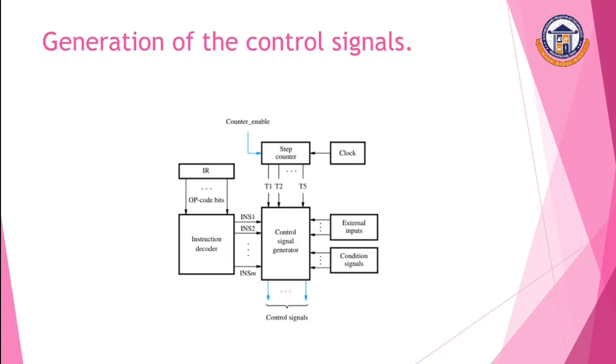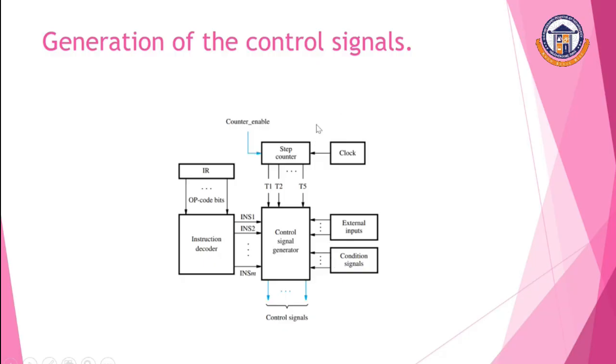This is a block diagram of how we generate the control signal. At the center, we have a control signal generator. It only generates the control signals. From where does it get its input? It gets input from the step counter, the instruction decoder, external input, and conditional signals.